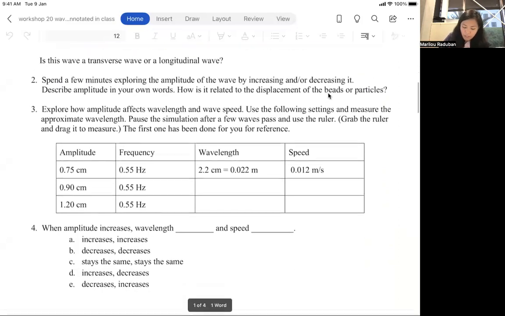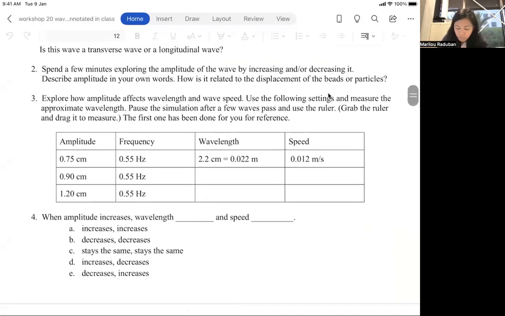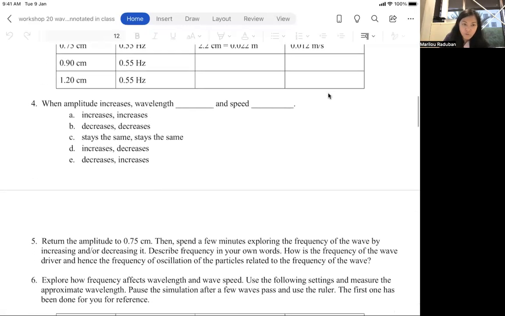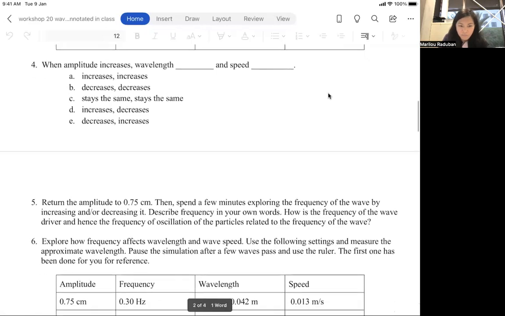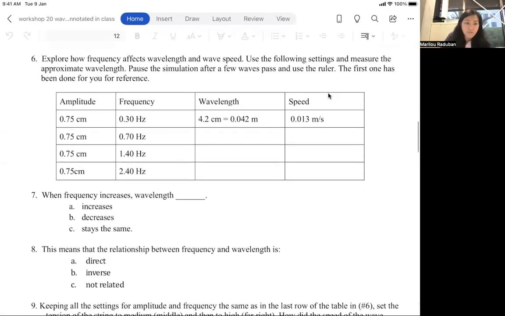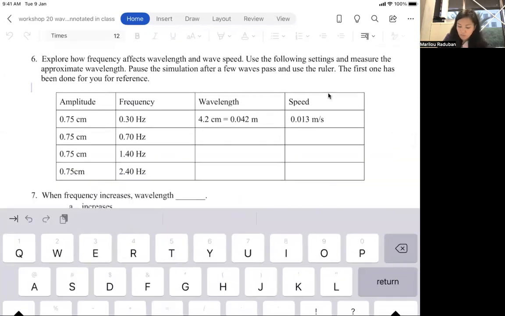The first part of the workshop is just visualizing the wave and different parts of the wave, if you'd like to call wavelength and amplitude parts of the wave, and looking at what affects the speed of the wave. For example, do amplitude and wavelength affect the speed of the wave? We'll also see how the frequency of oscillation will affect the speed of the wave.